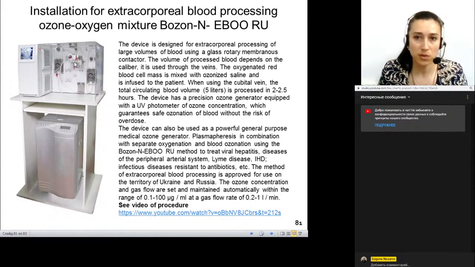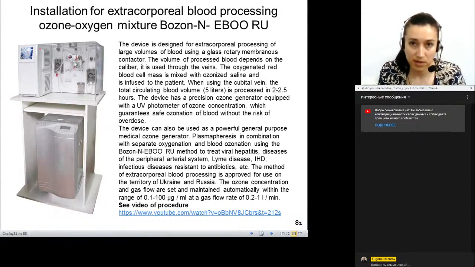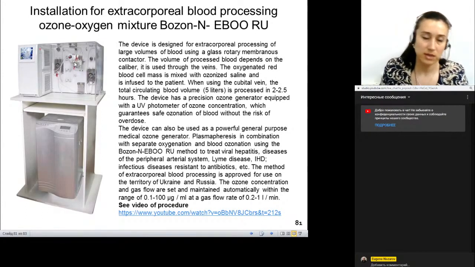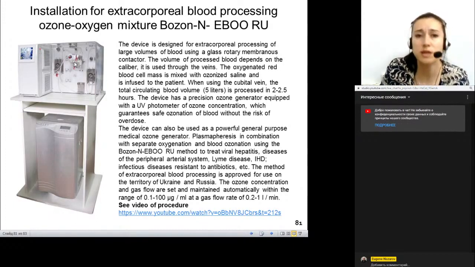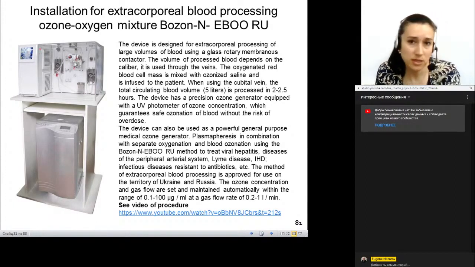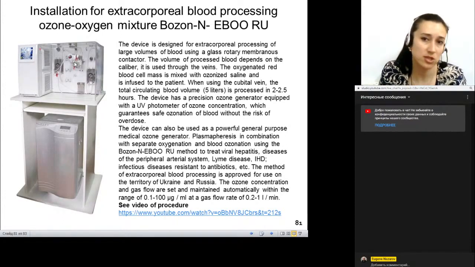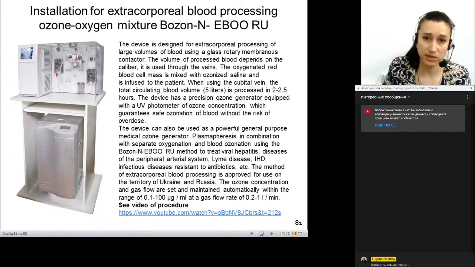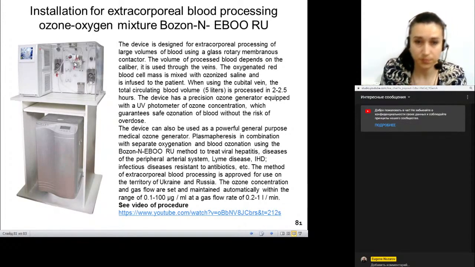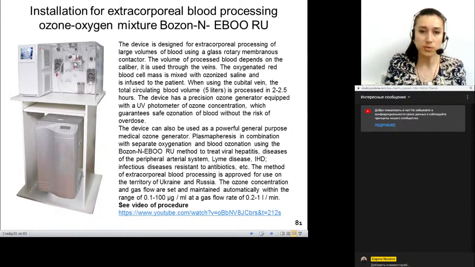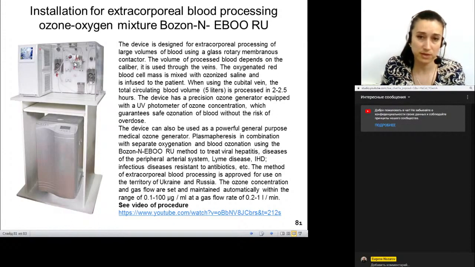When using the cubital vein, the total circulating blood volume, which can be up to 5 liters, is processed in 2.5 hours. This device has a precision ozone generator equipped with an ultraviolet photometer of ozone concentration, which guarantees safe ozonation of blood without risk of overdose. This device can also be used as a powerful general purpose medical ozone generator.